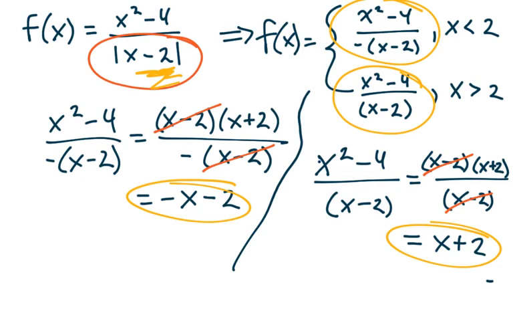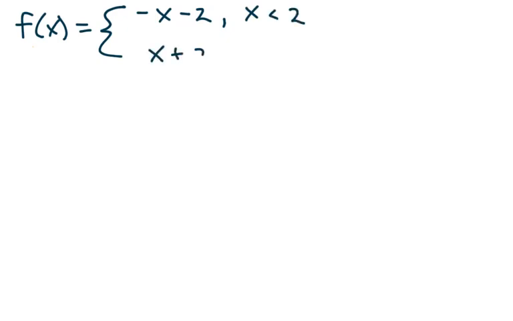All right, now I'm just going to replace those in the piecewise function, second page. So we've got f of x equals, I believe that was negative x minus 2 when x was less than 2, and x plus 2 when x was greater than 2. Okay? Alright, so now that we have our piecewise function, we can evaluate the limits that the problem is asking for.